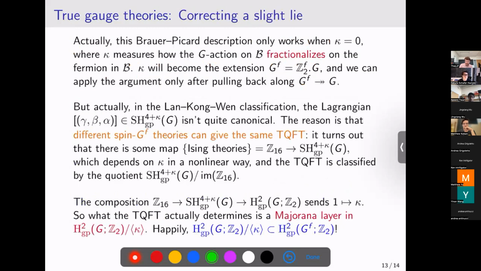And then actually I lied to you, but I'm not going to tell you the fix of the lie because I know my time, but you can read it on the slide. I didn't lie to you in the case I care about. Everything I told you is exactly right when the thing I was calling kappa is trivial. When kappa is not trivial, the actual classification is slightly more complicated.